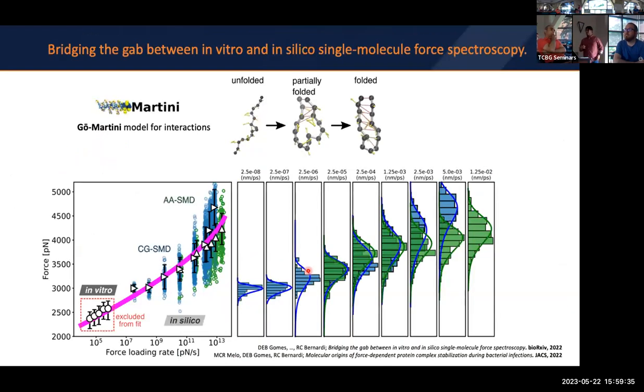Since I'm talking about it, we recently published a paper in GENS, and there's also a paper on bioRxiv you can consult on adhesions, where we closed this gap by using coarse-grain simulations. This is a classic model, this is a science paper from Rappel, and this is the in vitro experiments. By adding coarse-grain simulations using the Go-Martini model, we were able to almost completely close this gap in terms of speed between the molecular dynamics simulations, where all atoms are possible.